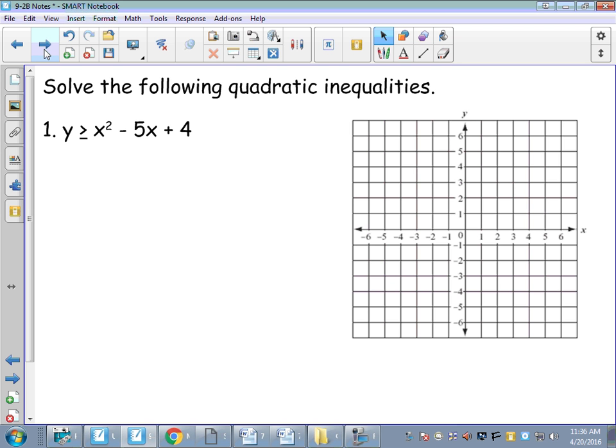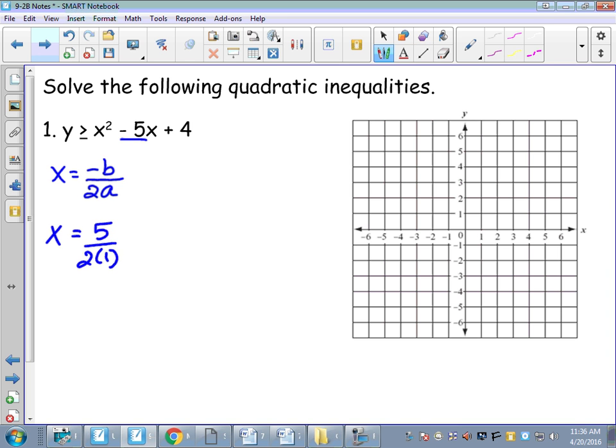We get y greater than or equal to x squared minus 5x plus 4. So the first thing I'm going to do is I'm going to figure out my negative b over 2a. Since my b is negative, my negative b will be positive over 2 times 1, which equals 2.5. So my vertex is 2.5.